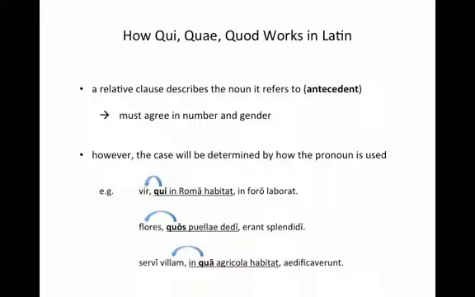It's in the same gender and number as it, but it's in the ablative within the subordinate clause because it's working as the object of a preposition.